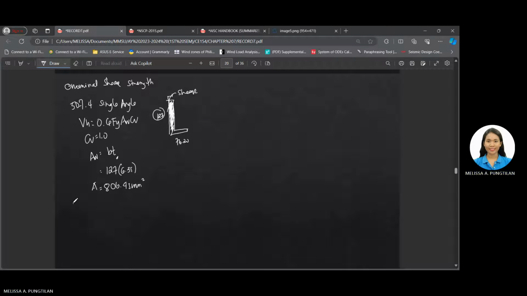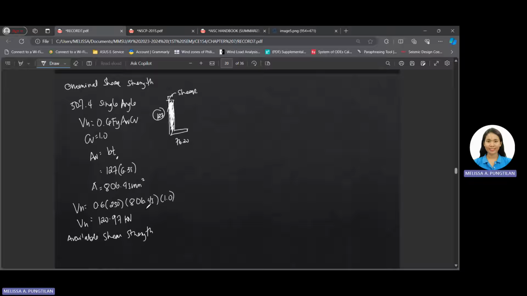Therefore, Vn, or the nominal shear strength, is equal to 0.6 multiplied by 250 by 806.45 multiplied by 1.0 as our Cv. Therefore, the nominal shear strength is equal to 120.97 kilonewton. Therefore, the available shear strength is now equal to, in LRFD, we have phi Vn.